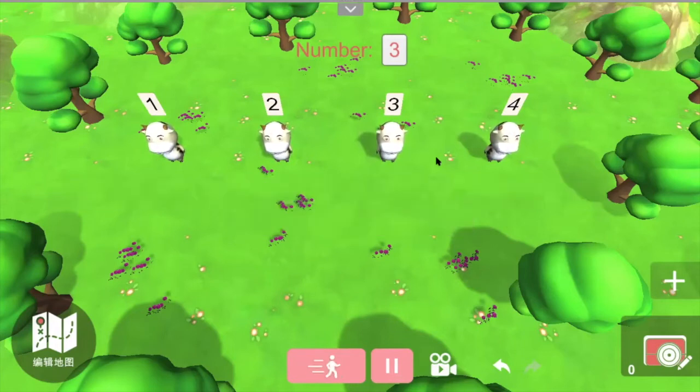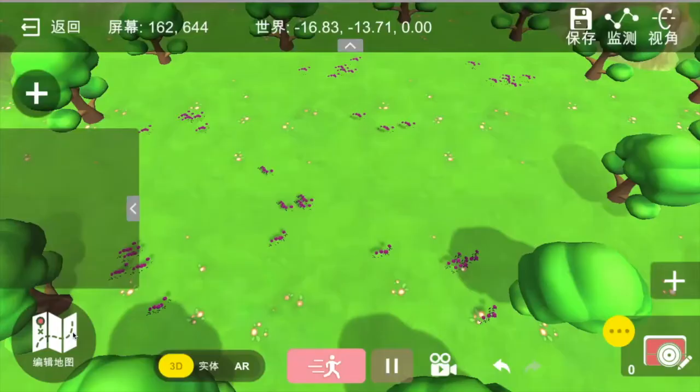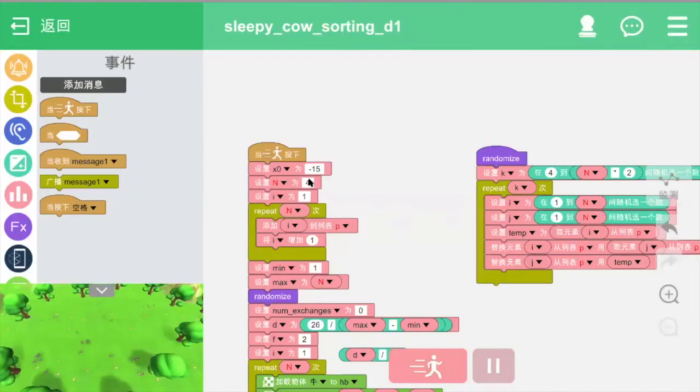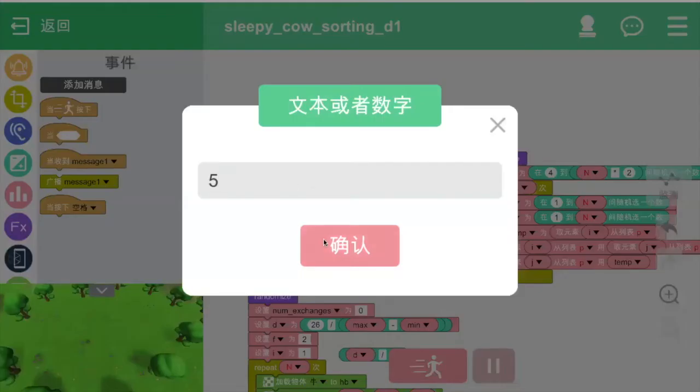Now, I don't know whether you guys have thought of a pattern. Let's run a little bit more. Let's do 5 cows, right?